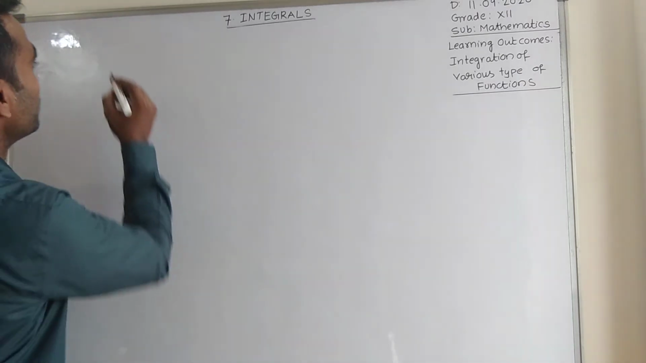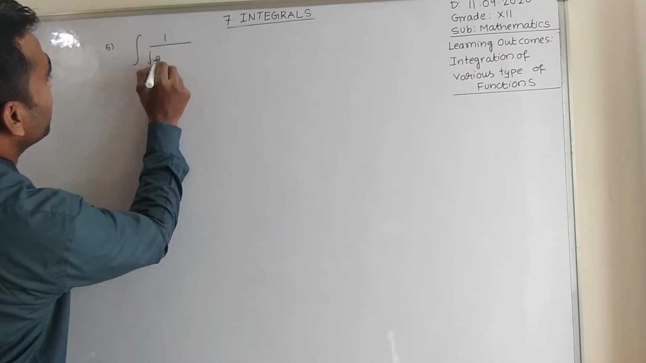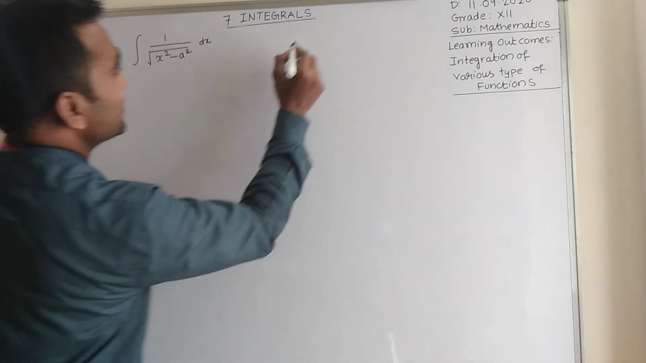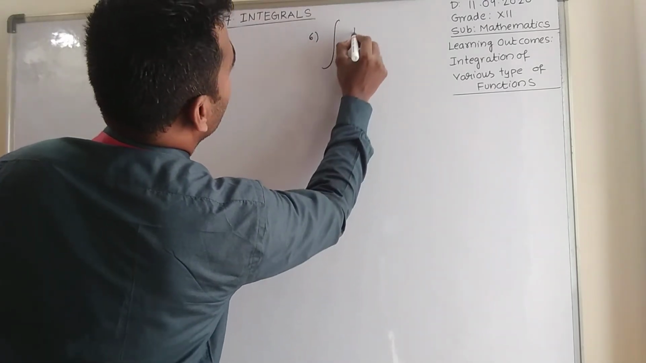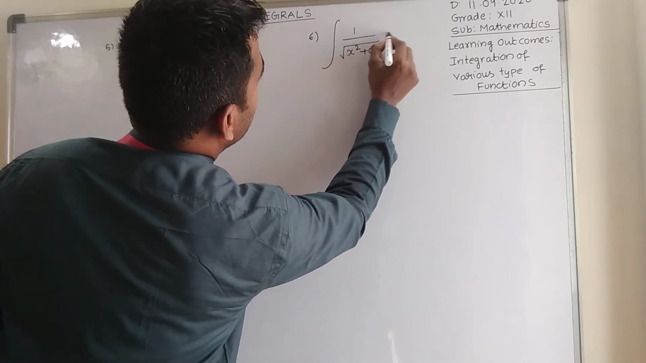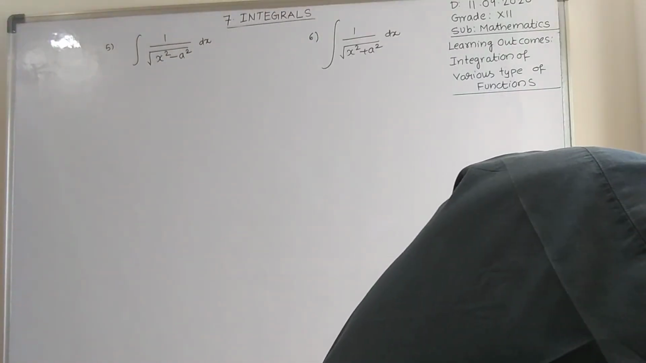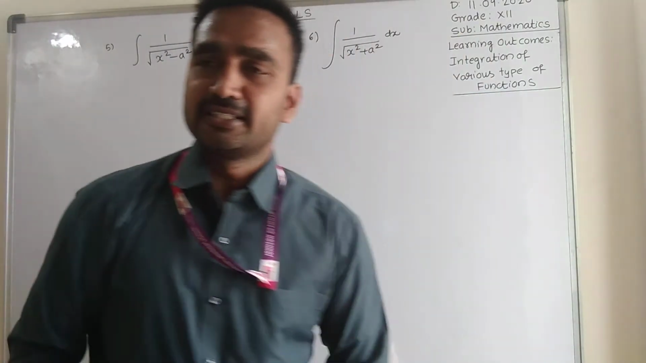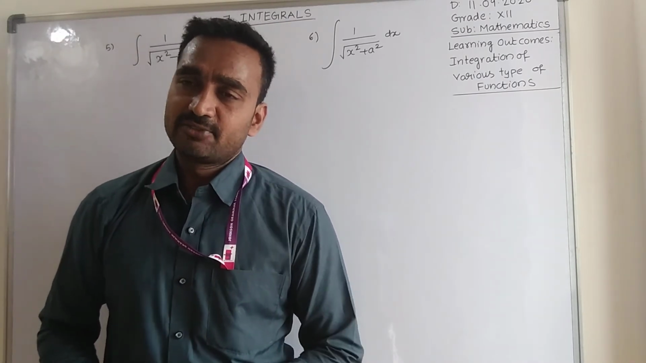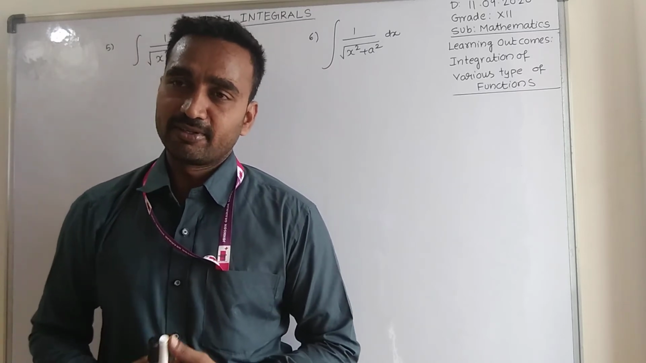Yes, students, next the fifth one, integration of 1 upon root over x square minus a square dx. And the sixth one, integration of 1 upon root over x square plus a square dx. So students, these two are the last. Today we'll close with these two. In total, 6 functions. You learned how to find the integral of these 6 types of functions.